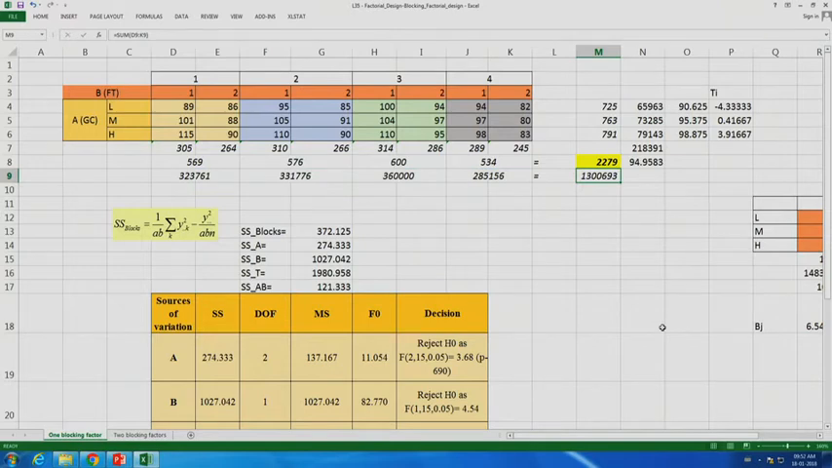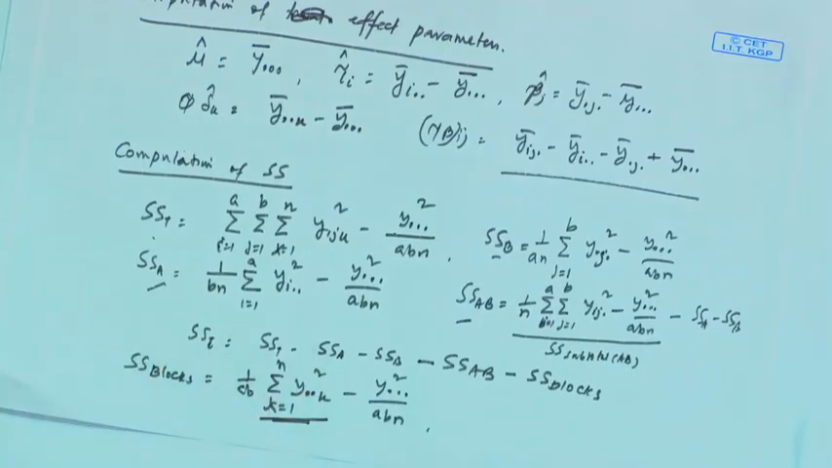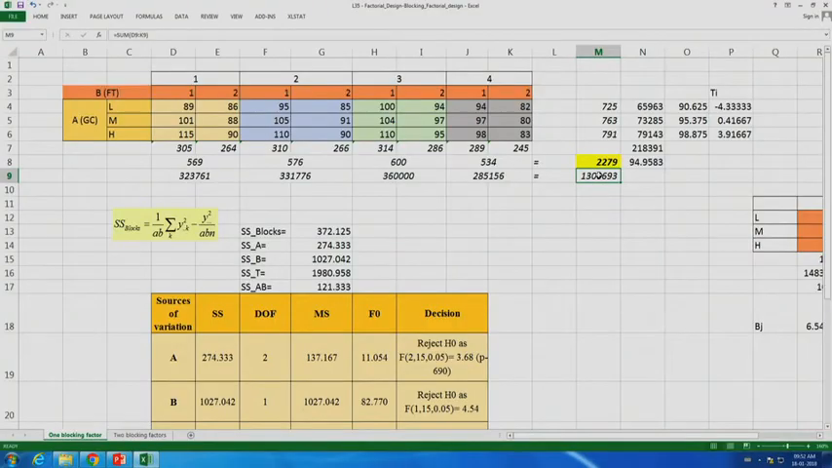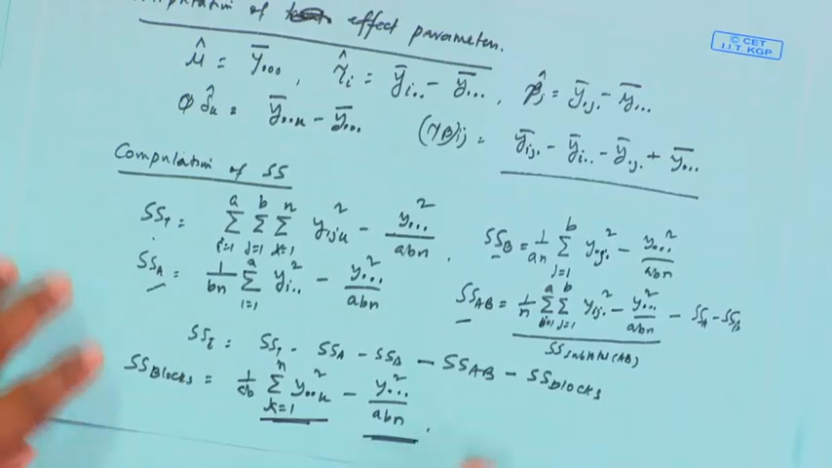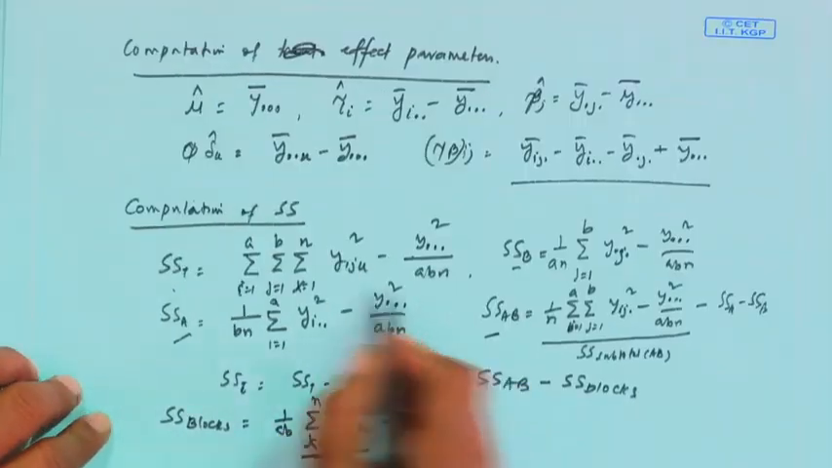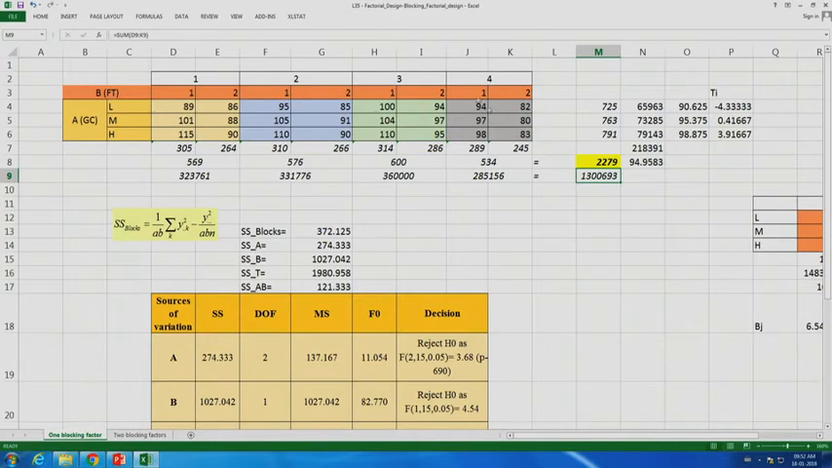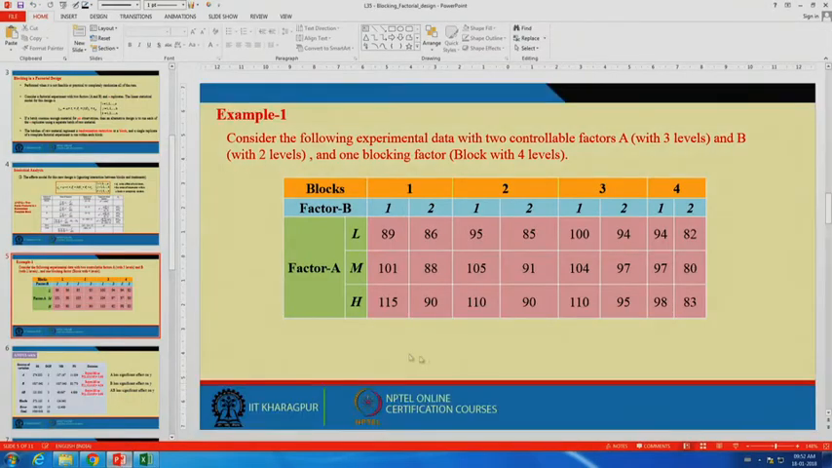So, when I am talking about SS block, you are first making this one, this is your value, and then you are subtracting this value. Okay. When you are talking about SST, it is the same manner you are doing. So, in this way you will calculate all the SS parts.